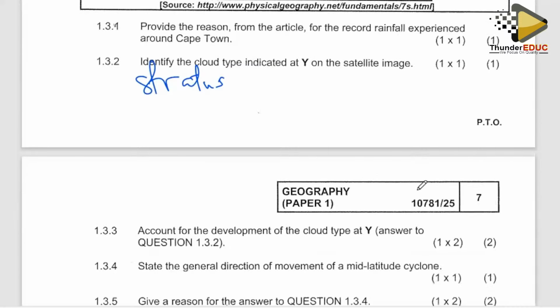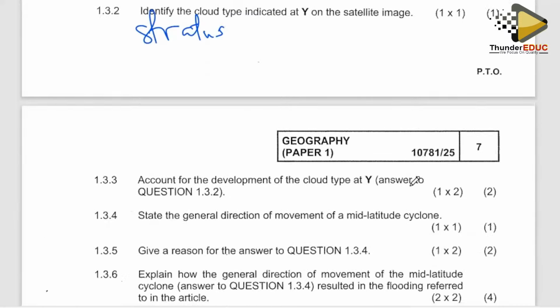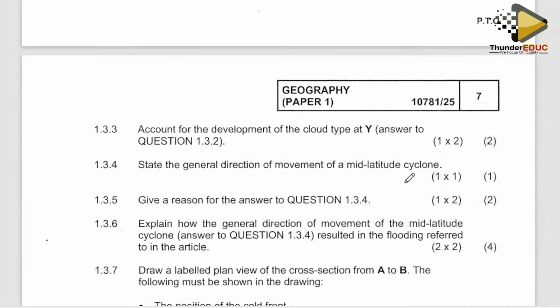Then, account for the development of the cloud type at Y. Why do those clouds develop? Like what I've been indicating, what makes the clouds differ in terms of their development? If you look at the cold front side and the warm front side, we are saying we have cold air on this side. I'll just try to make an illustration.